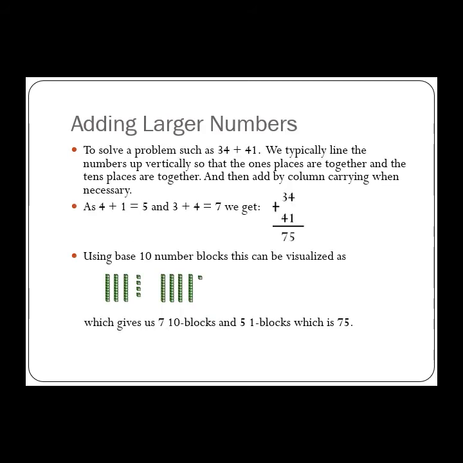If I have larger numbers, multiple digits, I like to line them up vertically. That's what you would call something like this. And then I can work in the ones place and the tens place. 4 plus 1 is 5, 3 plus 4 is 7. If you're a visual learner, sometimes people view this as number blocks. So then you can add up the tens blocks to get the 70 and the ones blocks to get the 5.